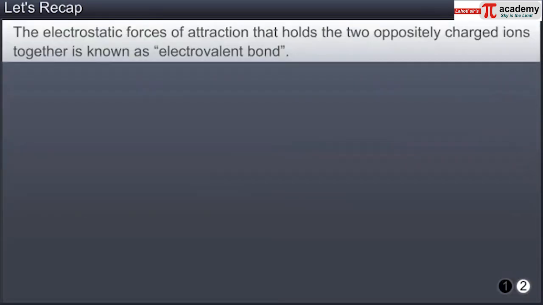The electrostatic forces of attraction that hold the two oppositely charged ions together are known as an electrovalent bond.